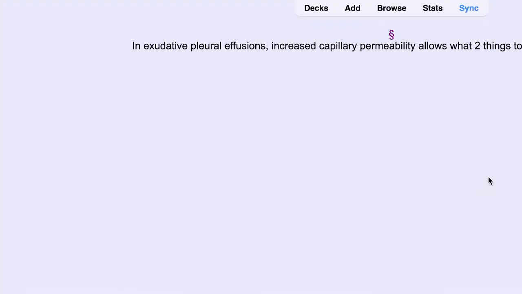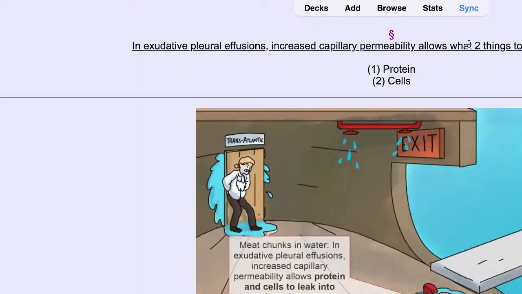In exudative pleural effusions, increased capillary permeability allows what two things to leak into the pleural space? If you have exudative, it's proteins and you got cells. Okay. What is the Light's criteria used for? It's used for telling which is transudative and which is exudative.